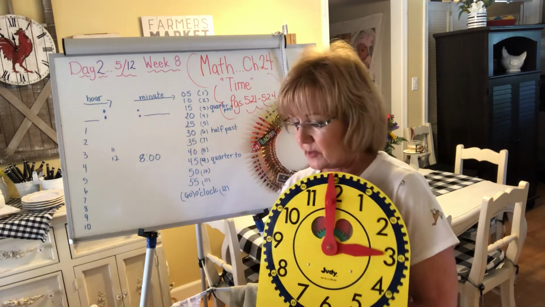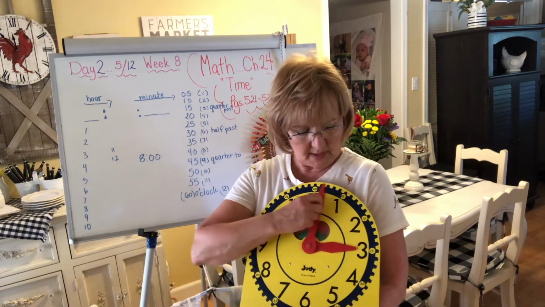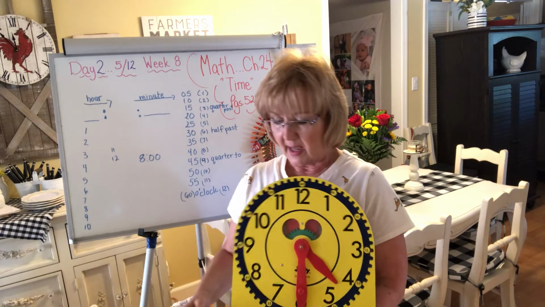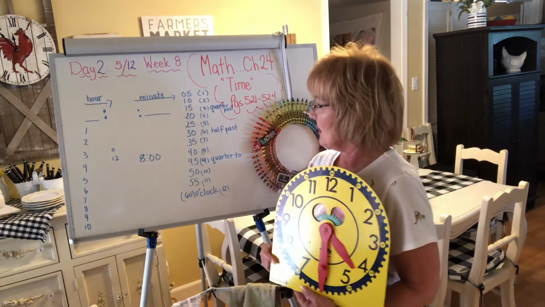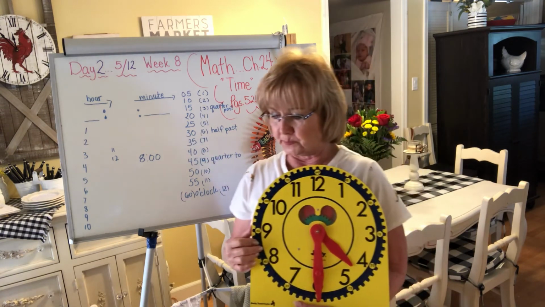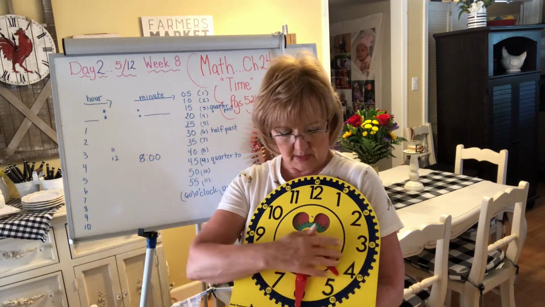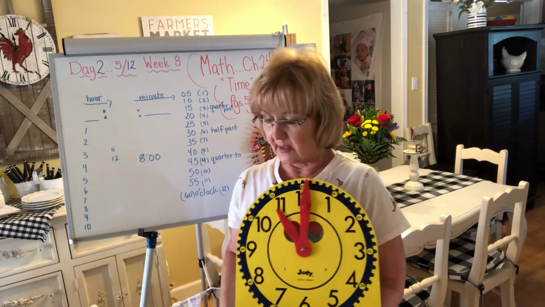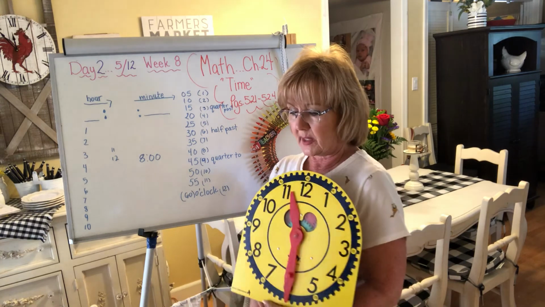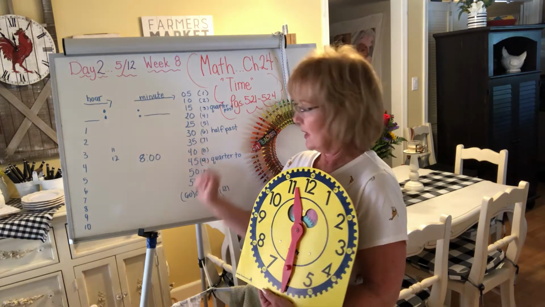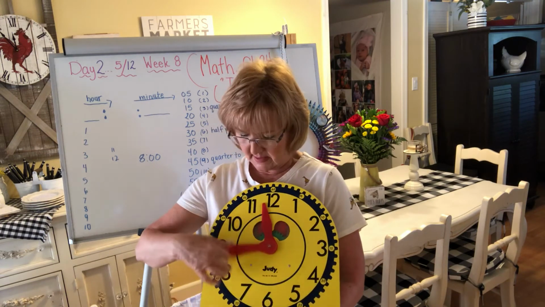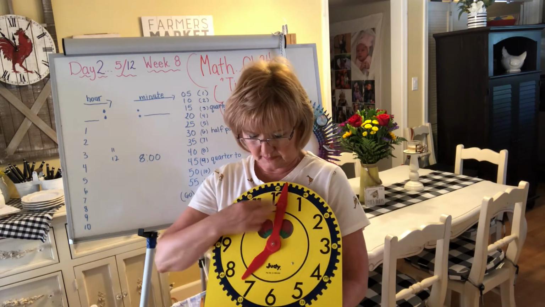Okay, to the half an hour, number 4, it was 4 o'clock, but now the minute hand has gone half past. What do we call half past? We would call it 4:30. Okay, and then I'll just hurry up. It was 11 o'clock. Now it's half past. So what would you write? 11:30.